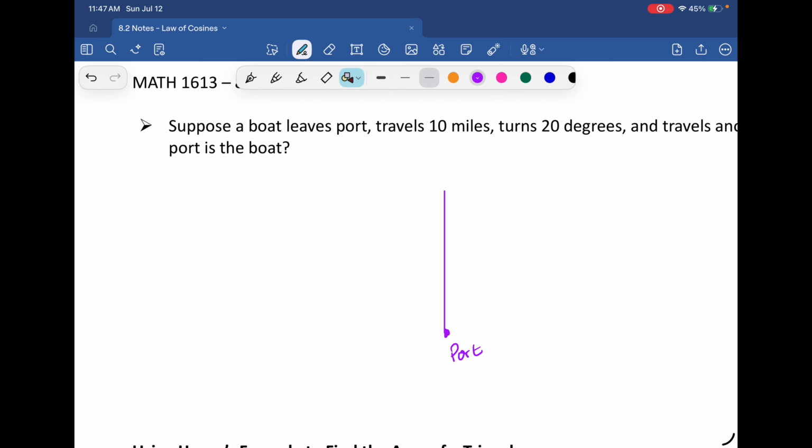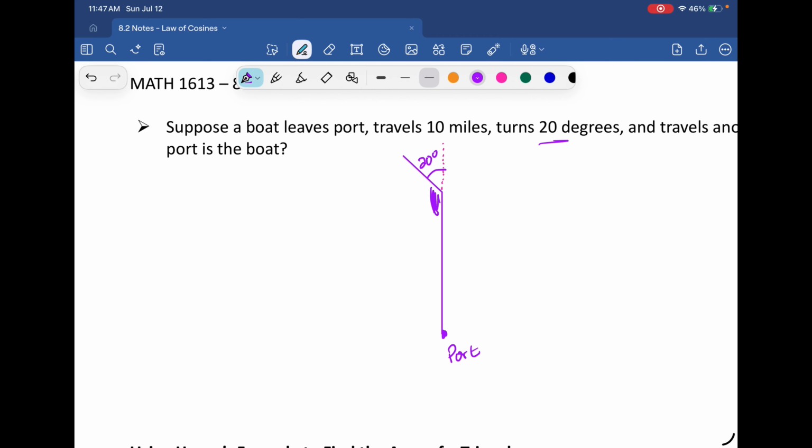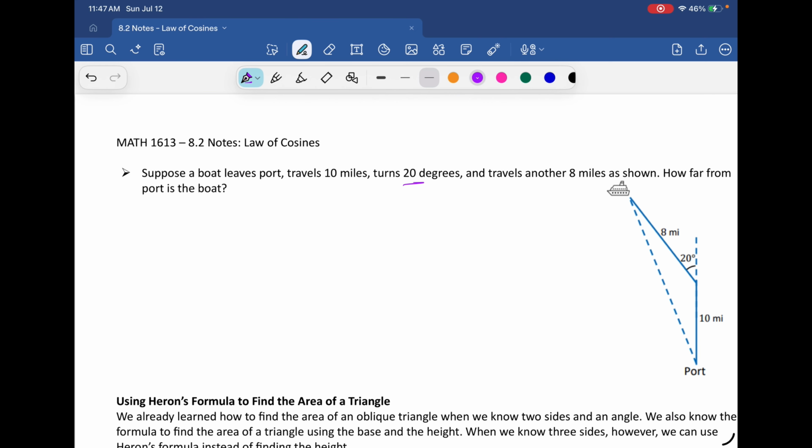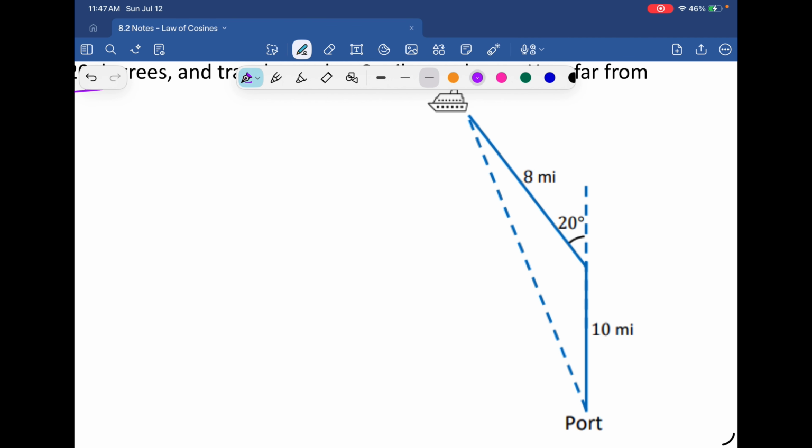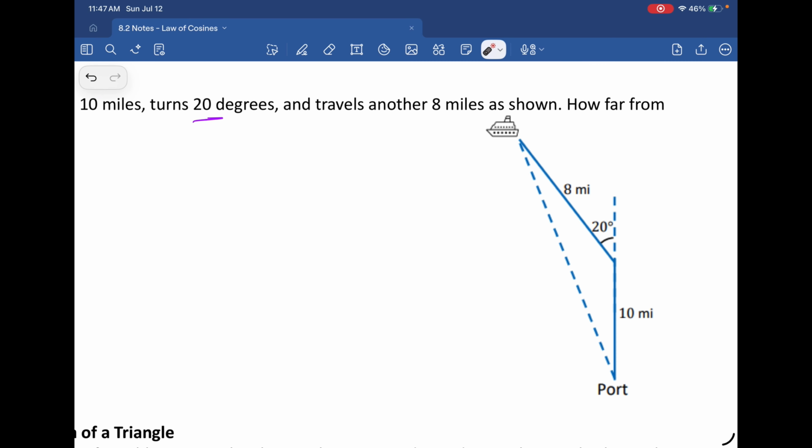And then it turns 20 degrees. So this is 20 degrees off of north. If I continue that north line, I am turning 20 degrees off of north. So that gives me a really big obtuse angle here as opposed to the 20 degrees. The biggest mistake is using 20. It took me a long time to gather that. If we see this picture over here, I can see the 20 degrees off of north. So we travel 10 miles due north, turn 20 degrees, travel 8 miles.